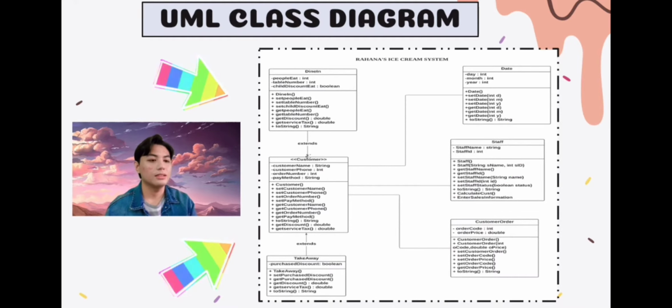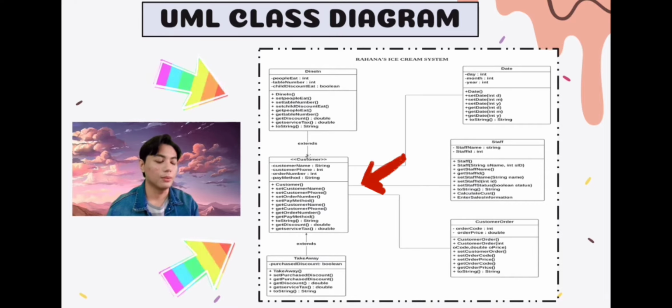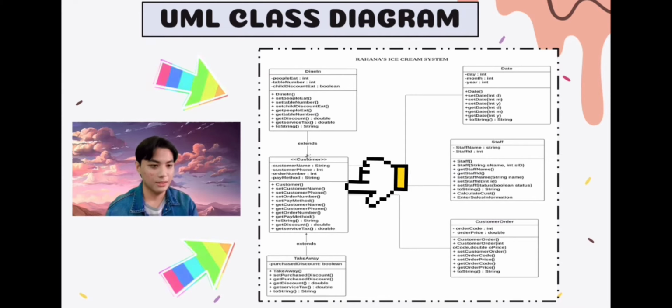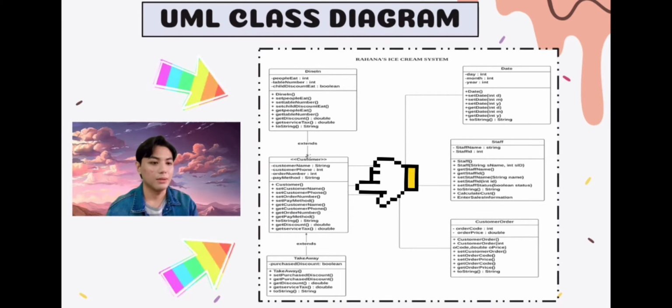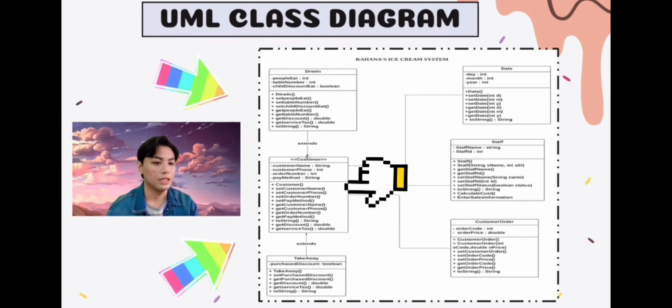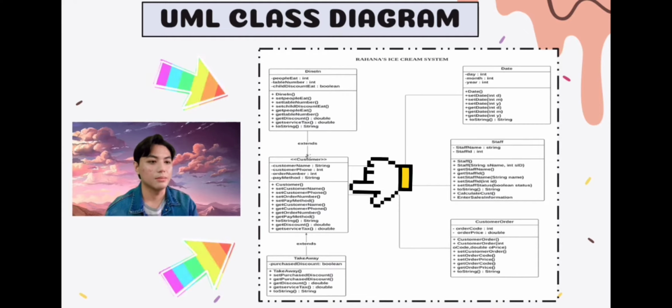Okay, in this first class, customer is the superclass for the subclasses dine-in and takeaway. In the superclass customer, it will have customer name string, customer phone integer, order number integer, and pay method string. The methods in this customer class are set customer name, set customer phone, set order number, and set pay method.